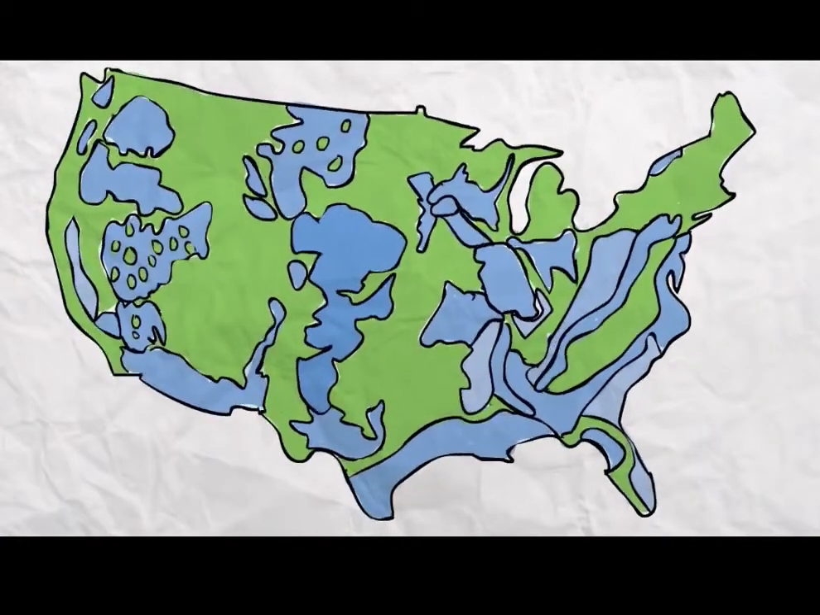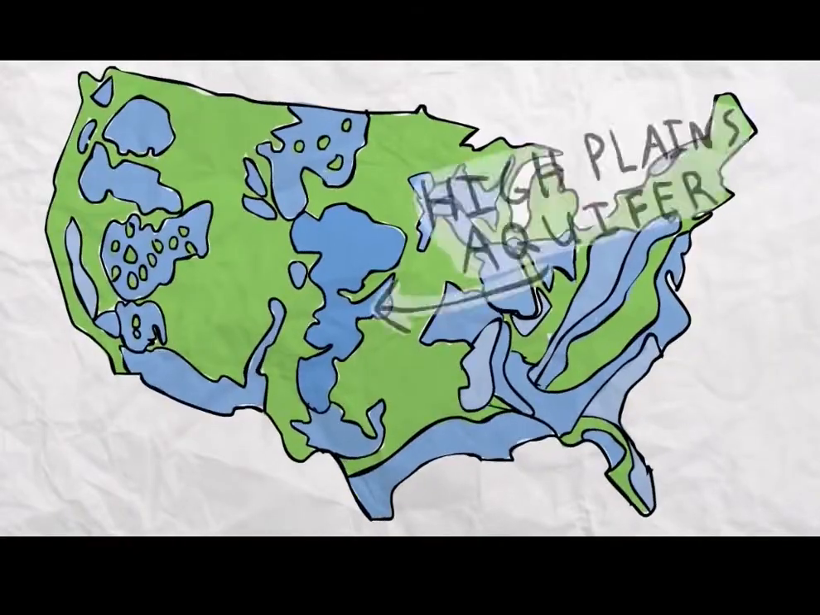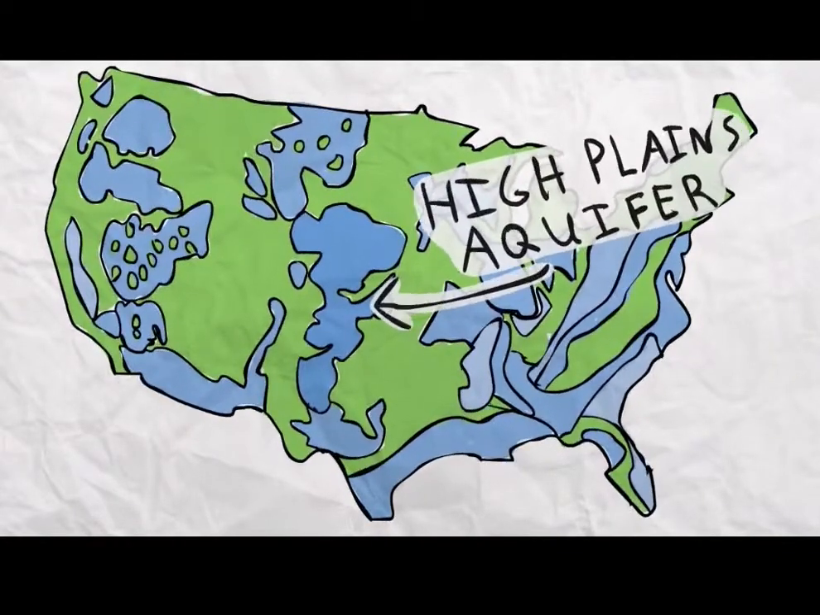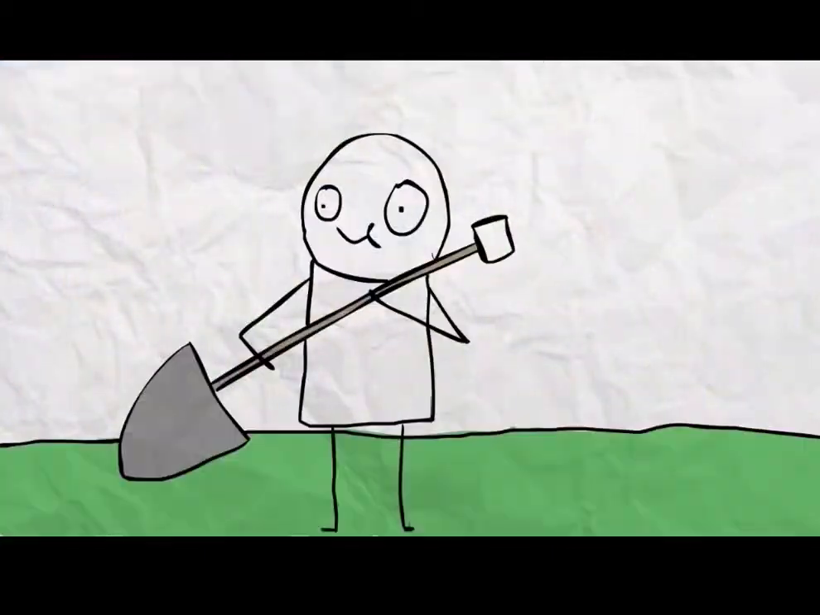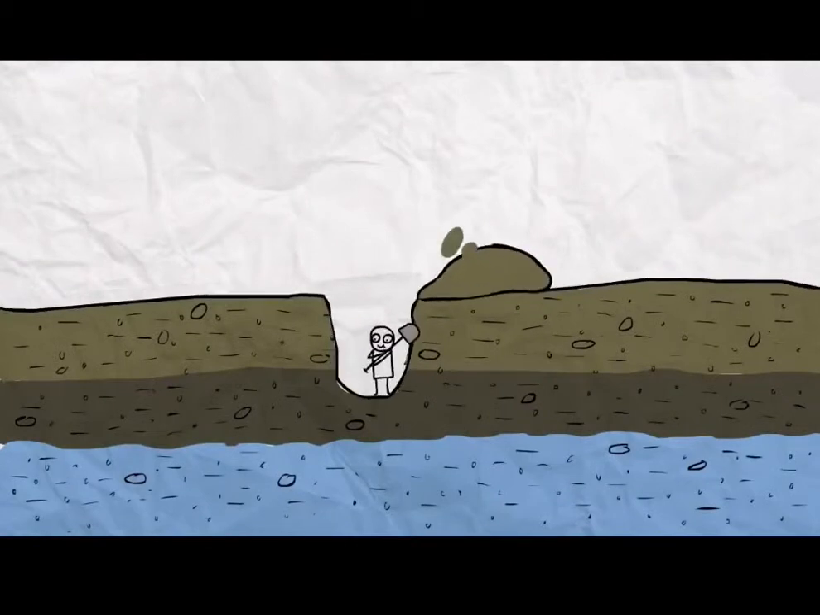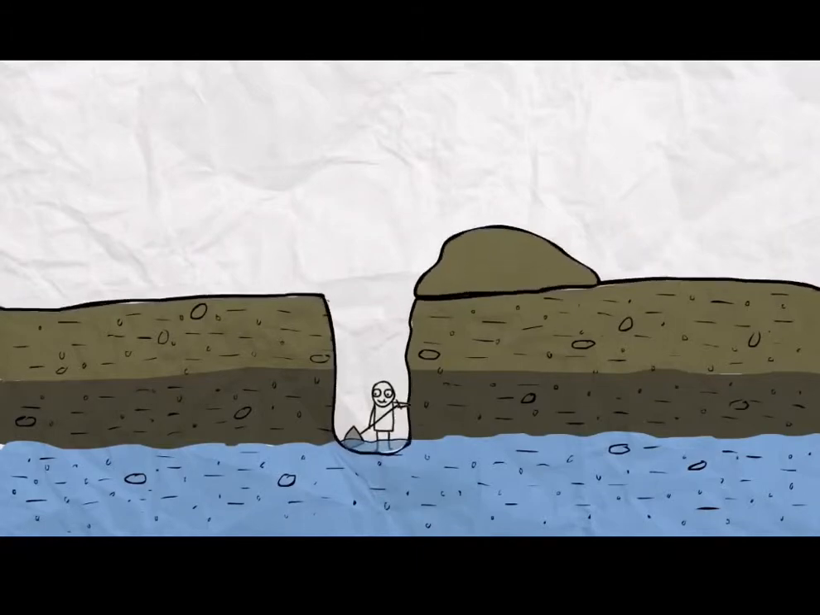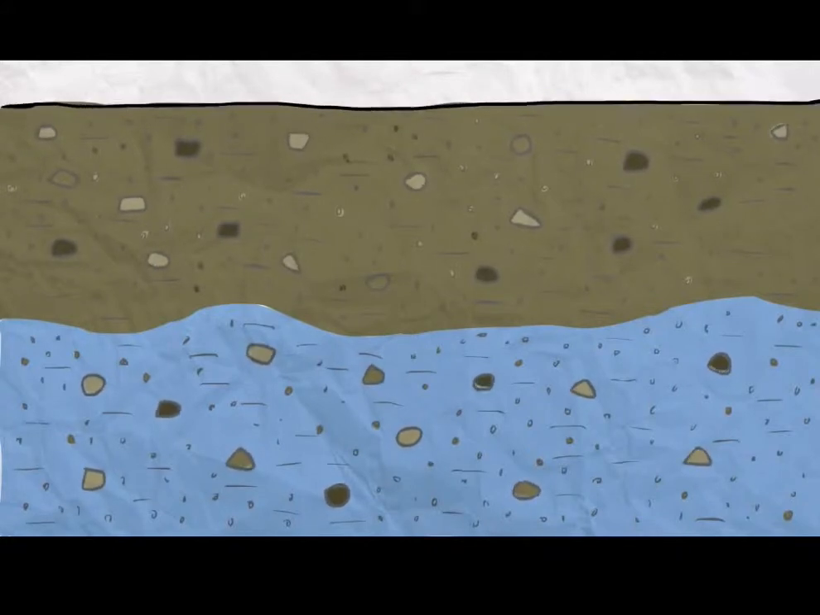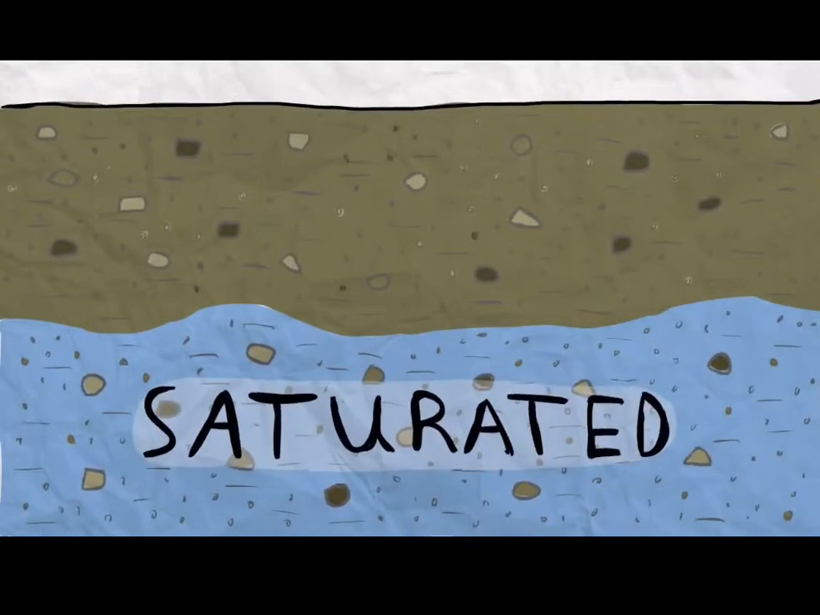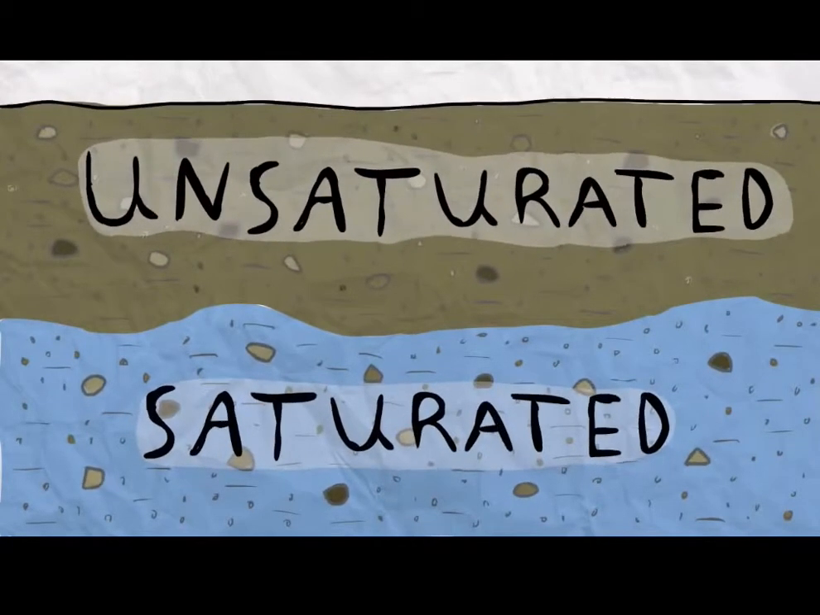There are huge aquifers all across America. The biggest is the High Plains Aquifer, which covers 174,000 square miles right in the middle of the country. Anything that big deserves a closer look. Let's say you could grab a shovel and dig straight down through the soils to an aquifer. The level underground where you first hit groundwater is called the water table. Below the water table, the ground is completely soaked or saturated with water, which is why this area is called the saturated zone. The area above the water table is called the unsaturated zone. Also known as the zone of aeration.